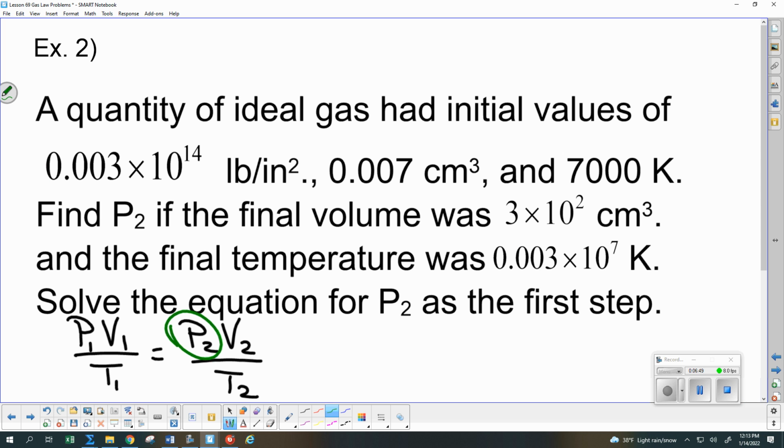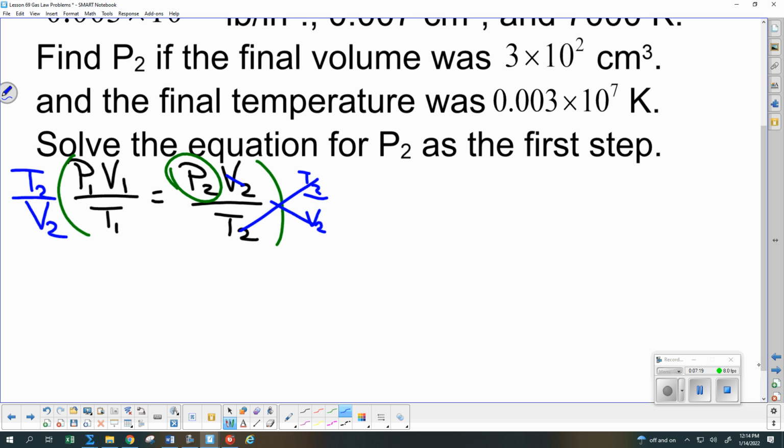Who can tell me how we get rid of those? Nicole, how do we get rid of those? Exactly right. Another way to say it would be we are going to multiply both sides by the reciprocal, because over here on the right, if I multiply by T2 over V2, those cancel and I have the one P2 that I want.